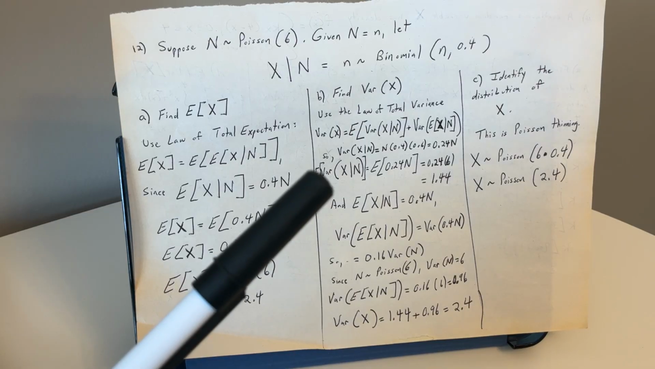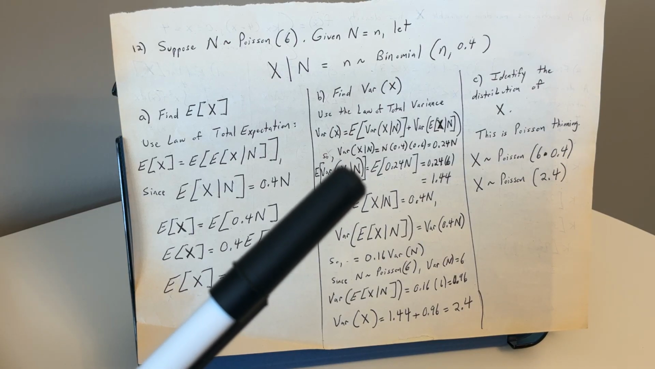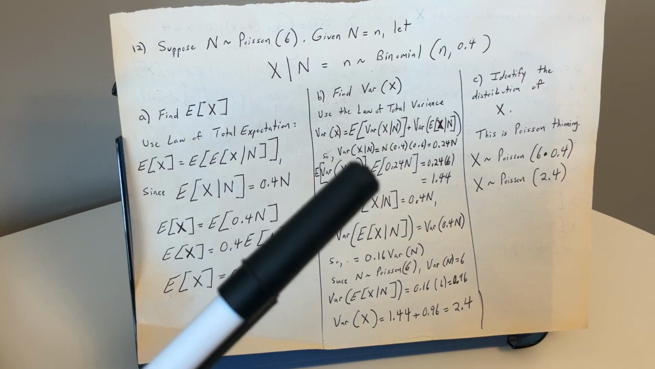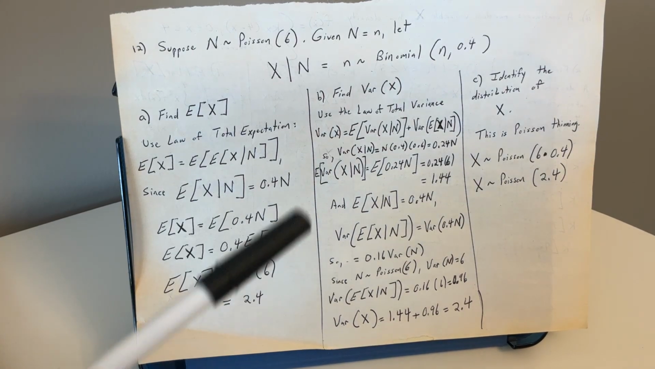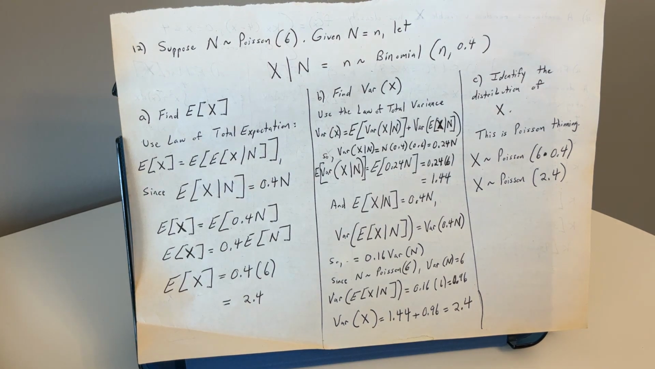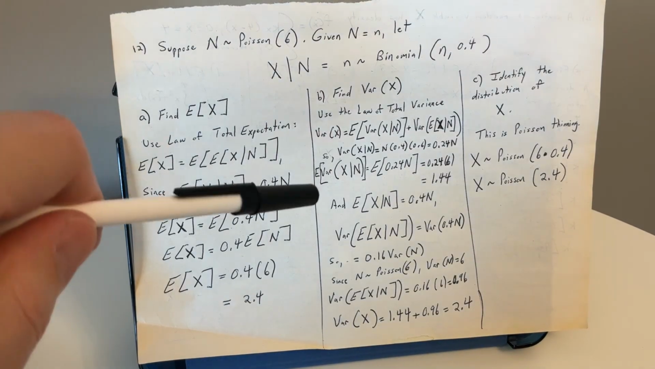And now the expected value of the variance of X given N, we get the expected value of 0.24 times n. So that's right here, 0.24 times 6. So 0.24 times 6 gives you just 1.44. Okay, so we're going to need that information later on.